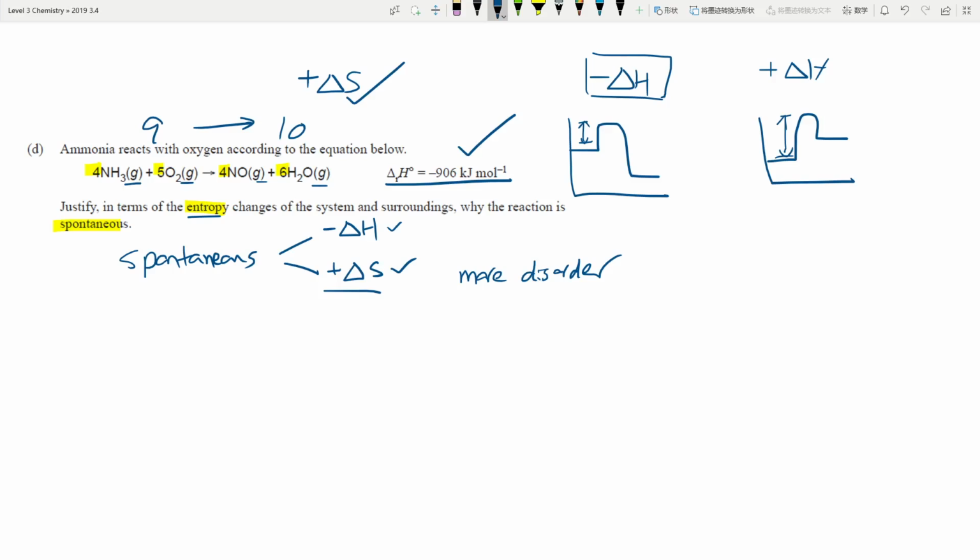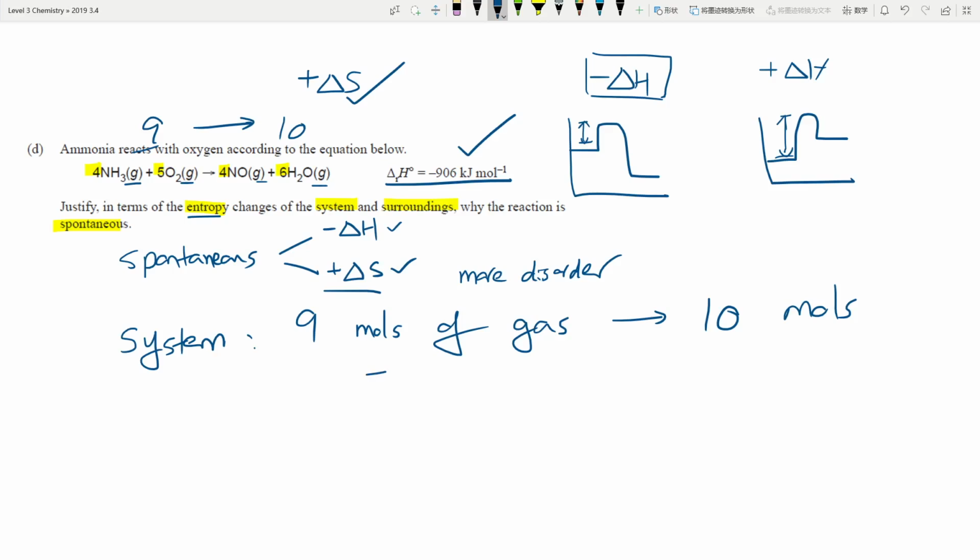Okay, so they want you to justify in terms of the entropy change. They don't really need you to talk too much about enthalpy. So let's look at the entropy change of the system and the surroundings. Let's look at what it means. This is where we're going to tie in some of the enthalpy stuff as well. Let's look at the system. The system we just talked about, you've gone from 9 moles of gas to 10 moles of gas. The system means inside your reaction. So from 9 moles to 10 moles, the entropy increases, so that's desirable.